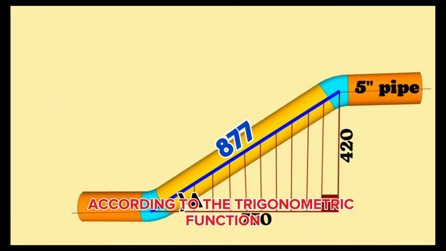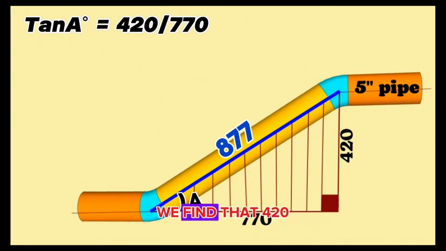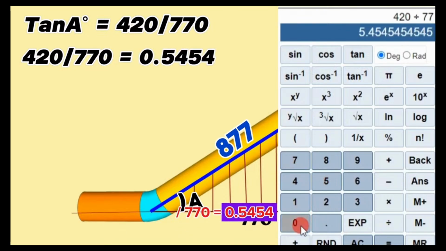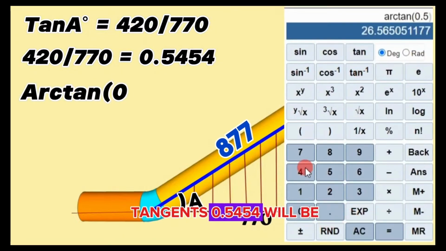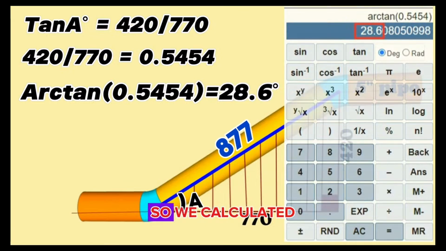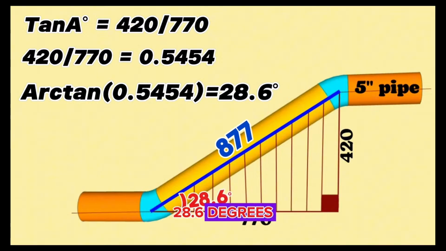According to the trigonometric function, tangent A degrees will be equal to 420 divided by 770. We find that 420 divided by 770 equals 0.5454 using a scientific calculator. Using the calculator, we find that arctangent 0.5454 is equal to 28.6 degrees. So we calculated and found that the cutting angle of the following elbow is 28.6 degrees. 28.6 degrees is one of the acute angles of the right angle triangle.